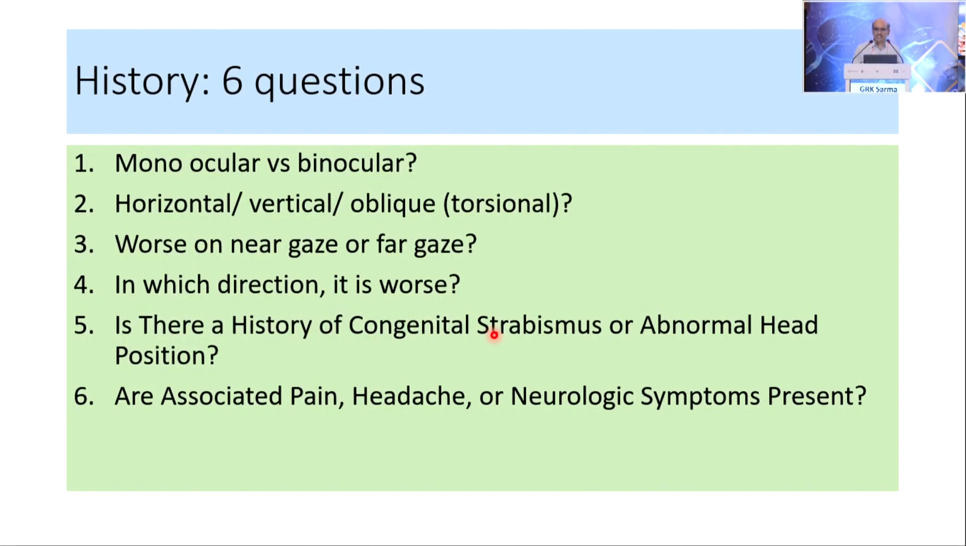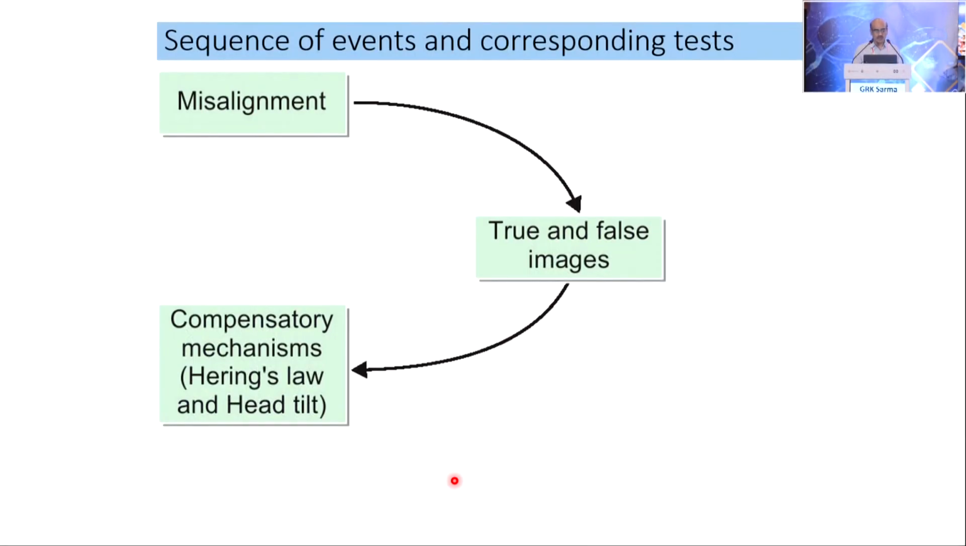Is there any history of congenital strabismus? Are there any associated neurological symptoms and signs? With these questions, we can localize it a little better. Same way, when you're coming to examination, there are so many tests, but we can group them into 3 categories of tests. If you follow the sequence of events when you develop a diplopia, you can group them correctly.